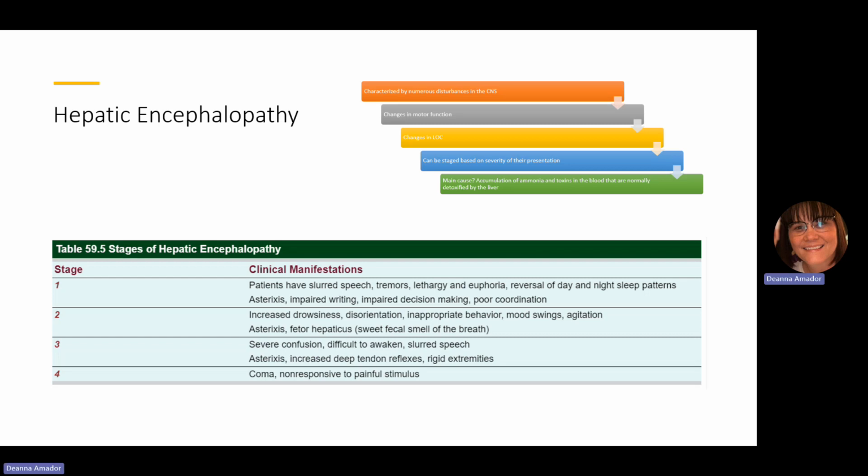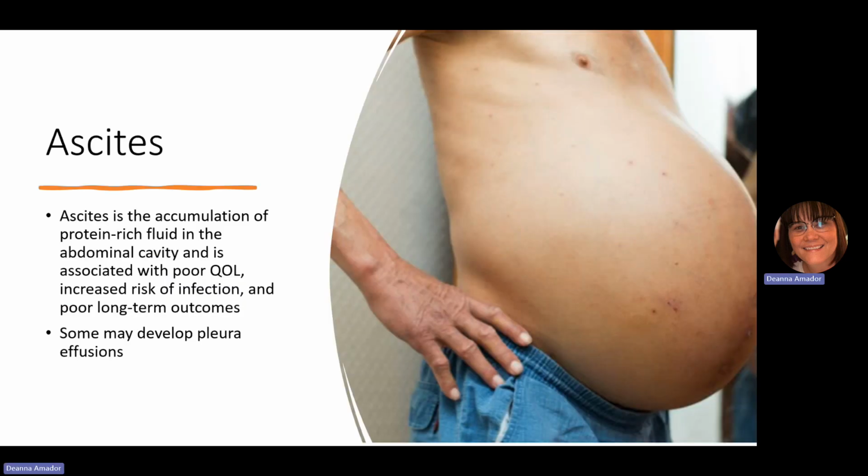Next slide, we'll be talking about ascites. That looks extremely painful. Accumulation of fluid in the abdomen, protein-rich fluid in the abdominal cavity, associated with poor quality of life, increased risk of infection, and poor long-term outcome. A lot of times this will go into pleural effusions for these patients. They have difficulty breathing. They will have weight loss, obviously, because you don't want to eat anything because of how much fluid you have here.